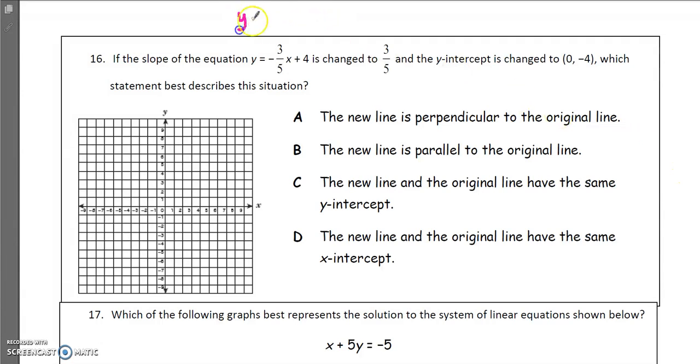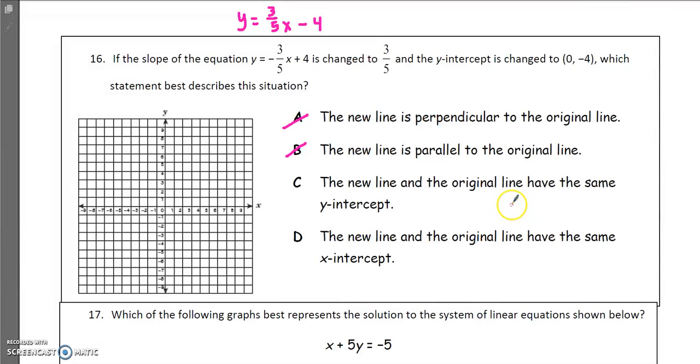So my new equation would look like this: 3/5 x, and then instead of plus 4, I'd have minus 4. All right, it says the new line is perpendicular. Well, we have 3/5 and negative 3/5. They're opposite but not reciprocal, so that would not be it. The new line is parallel to the original line? No, because they're not the same.